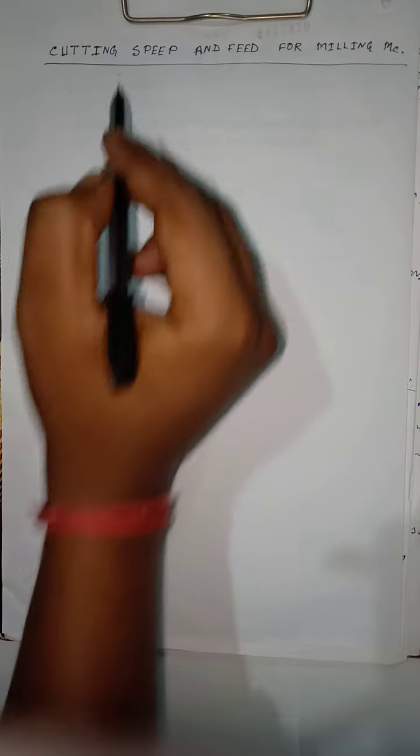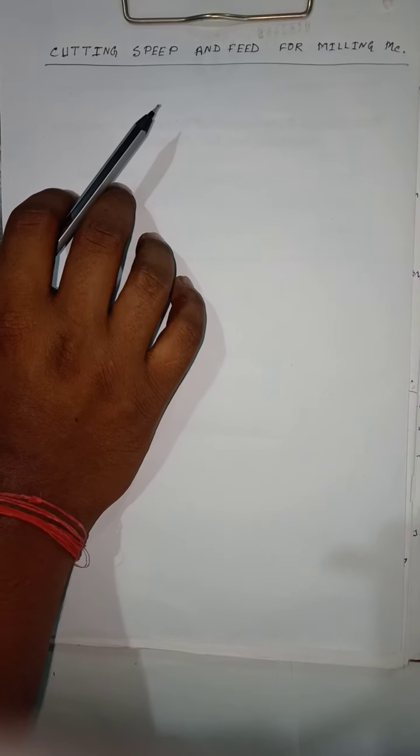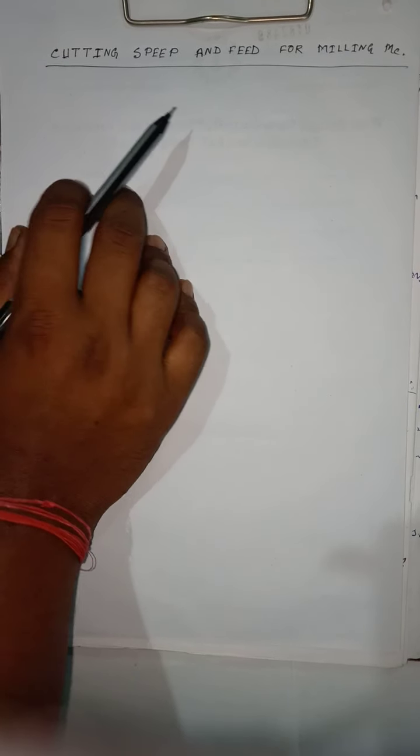Now, today's topic is cutting speed and feed for milling machine. What is cutting speed for milling machine? The cutting speed of a milling cutter is the distance traveled per minute by the cutting edge of the cutter.